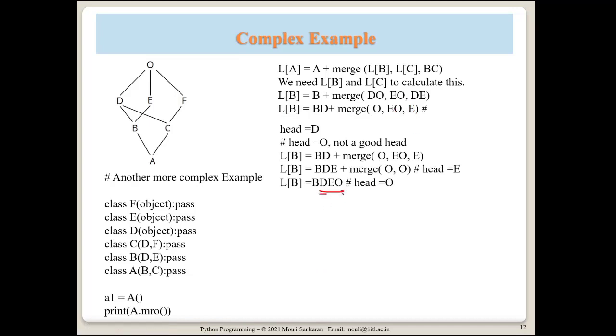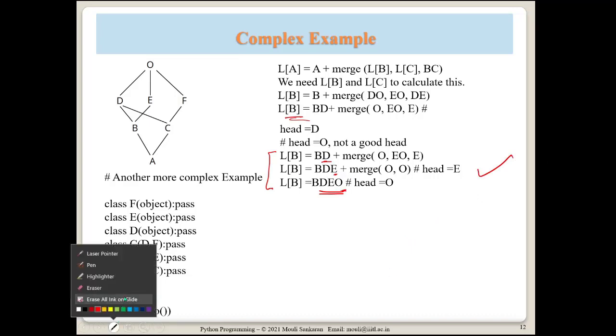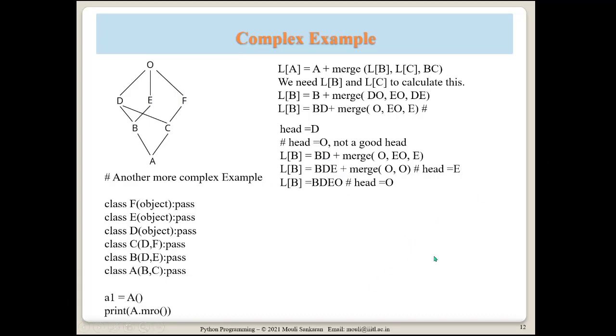B, D, E, O is the LB list. This is what I have shown you. How LB is getting constructed, I already explained. First B, D is there anyway, E is going to be added, then O is added. We have constructed LB now. Now it is similar and easy. You can construct it for C now.